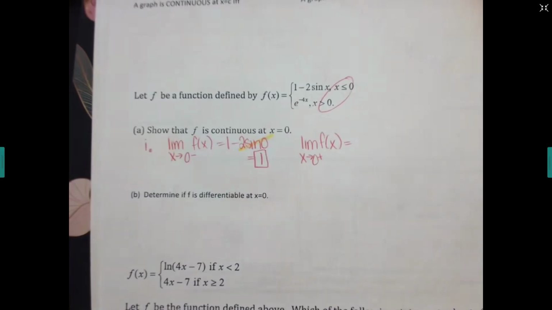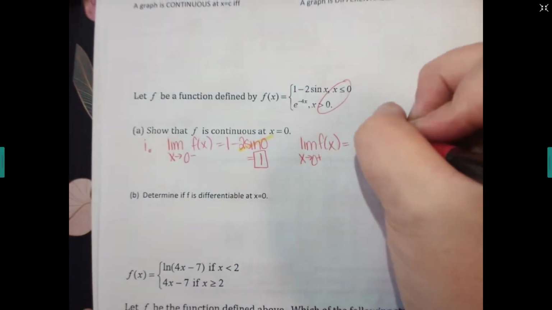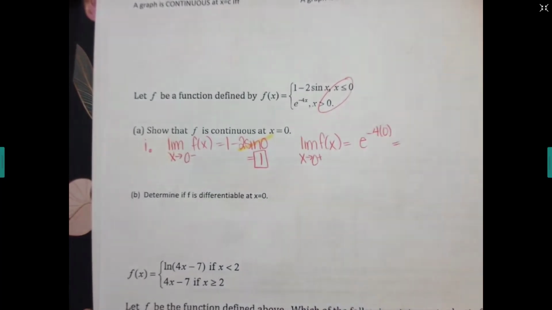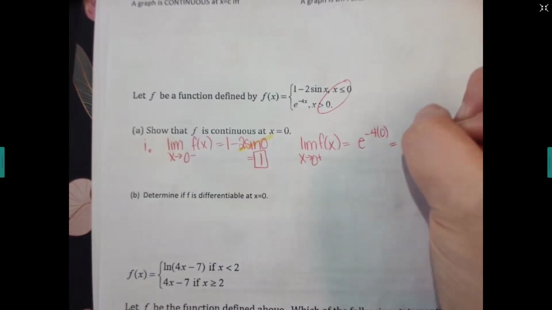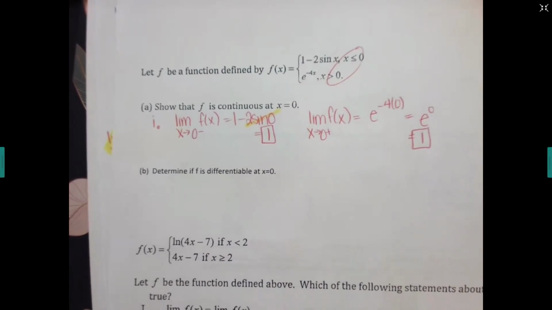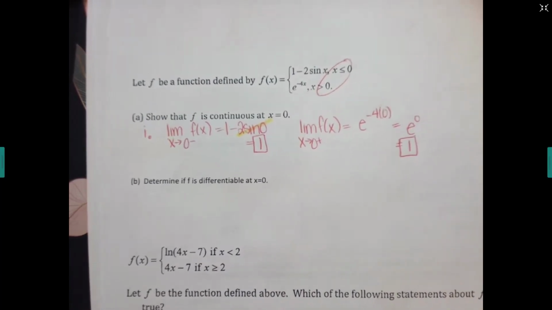I have an e to the negative 4x. That means I have an e to the negative 4 times 0, which would just be e to the 0, which is 1. So my left and my right pieces do match. Then I go on to part 2.